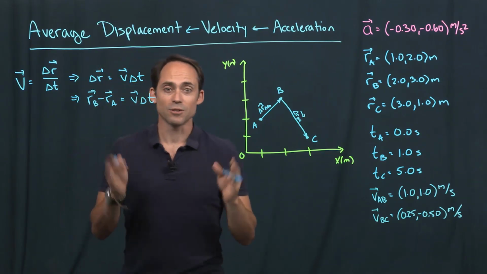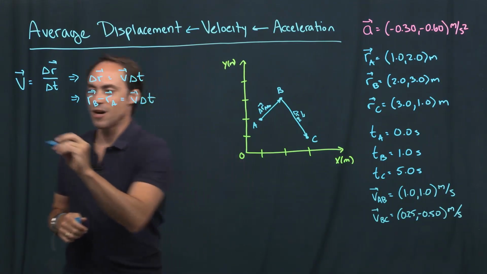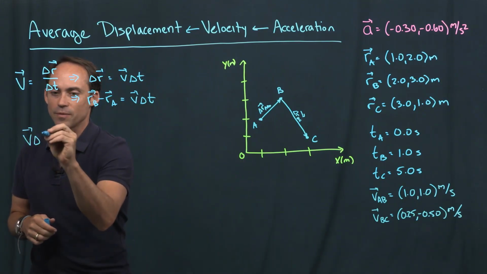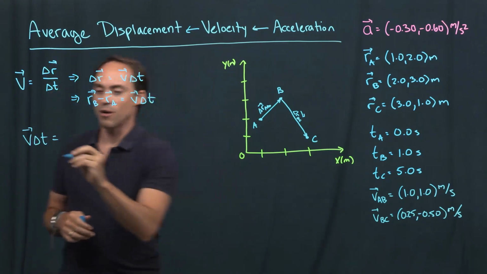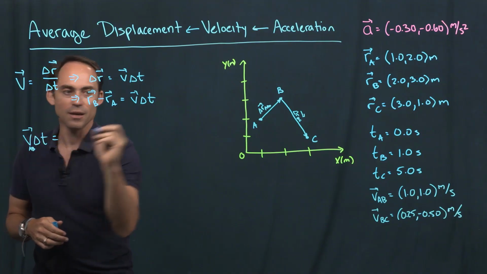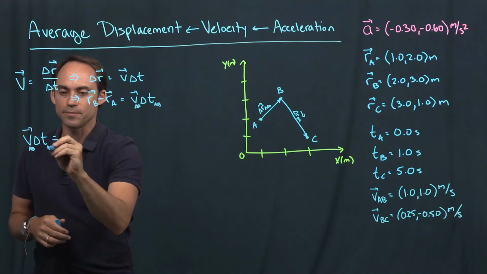You can see this looks exactly like the acceleration case. So we have to calculate our velocity times delta t. All right, this is just a vector times a scalar. We know our velocity, that's AB. Let's make sure we know which time step we're looking at.